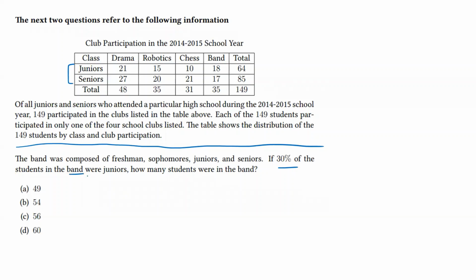30% of the students in the band were juniors. We want to know the total number of students in the band. For this kind of question, you need to provide your own variable. Let's call the number of students in the band B. Notice that 30%, or 0.3, of the students in the band were juniors. So 0.3 times B is going to be the number of juniors in band, which is 18. Thus, we see that B is just going to be 18 divided by 0.3, which is 60.